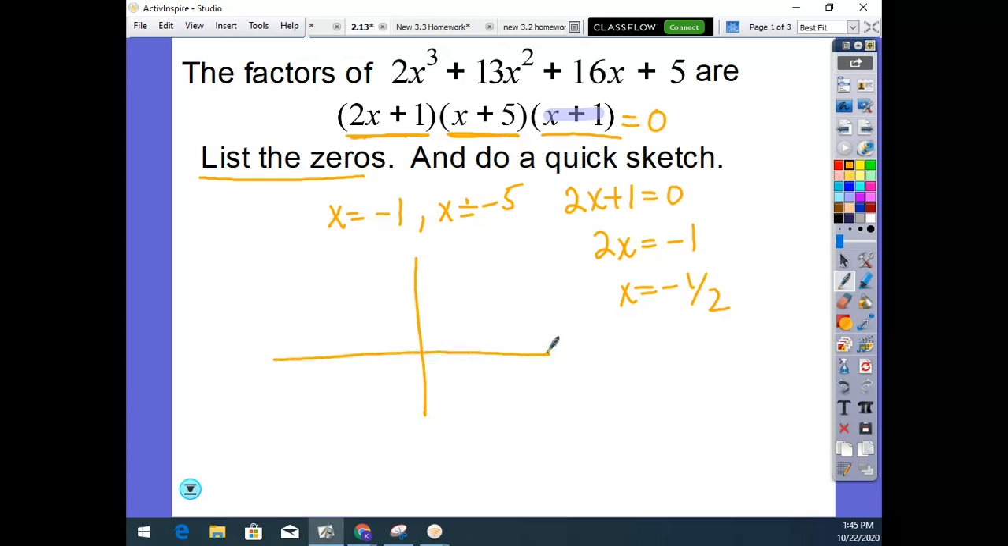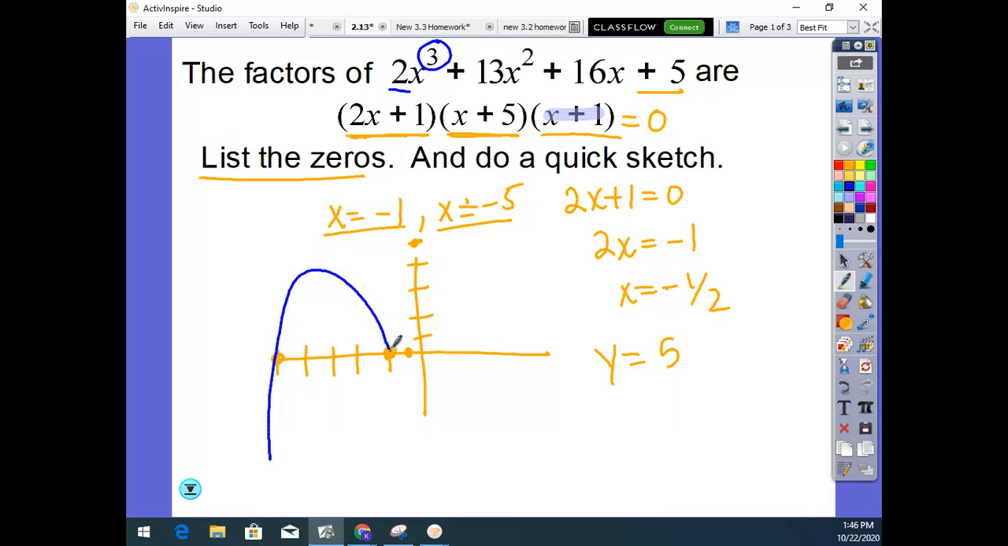So let's recall, we graph our zeros, -1, -5, -1/2, and I would always mark my y-intercept, which is the constant. Recall, degree 3, positive leading coefficient, starts from the bottom. 1, 2, 3. Connect all your dots with your basic shape.